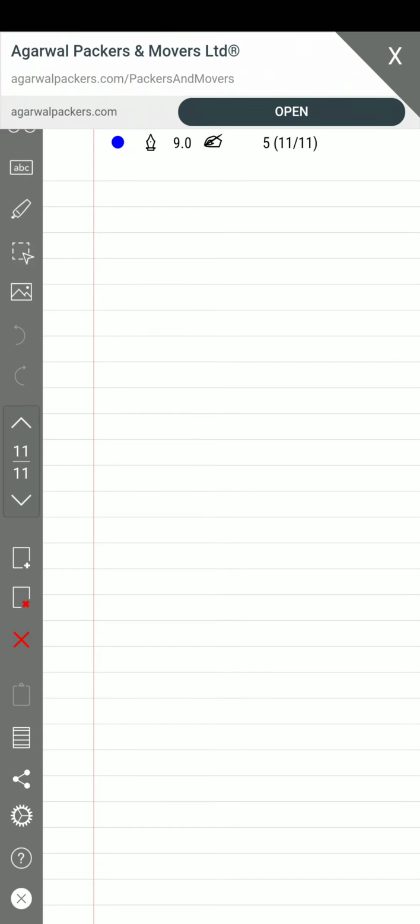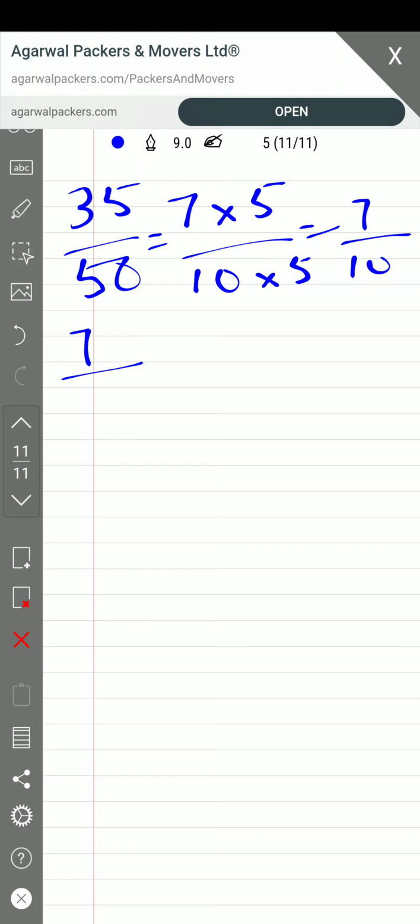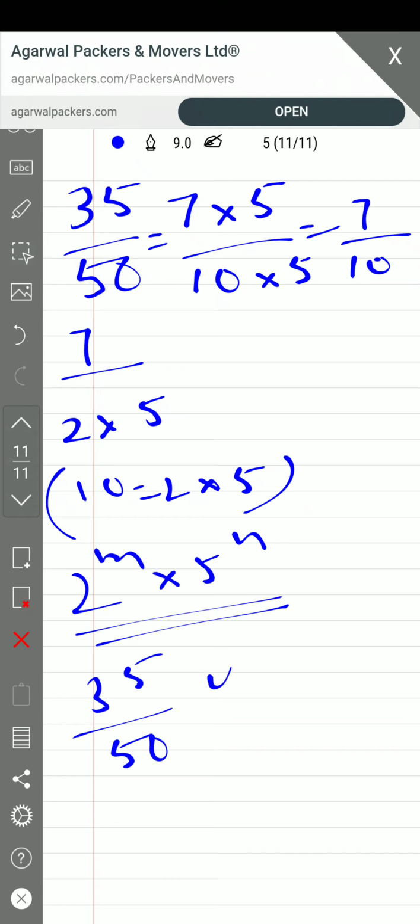Now the next one is the ninth one. It is 35 by 50. Further we can simplify, 7 into 5 and 5 into 10, that will be equal to 7 by 10. This can be written as 7 by 2 into 5, since 10 is equal to 2 into 5. So the denominator is of the 2 power m into 5 power n form. Therefore 35 by 50 is terminating.